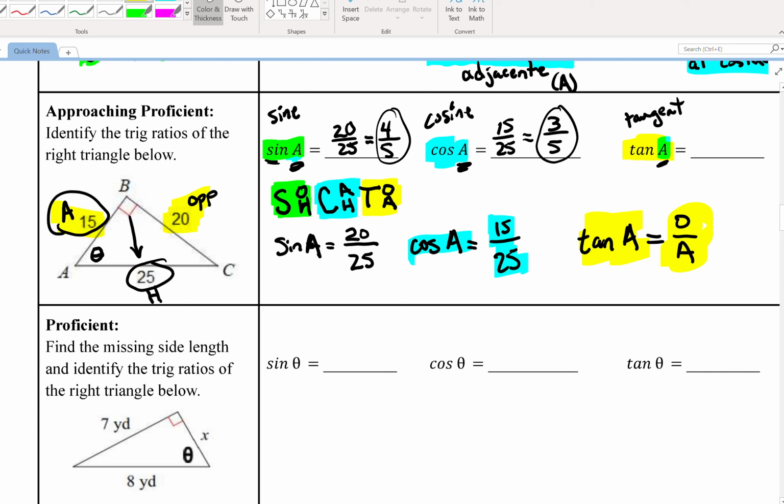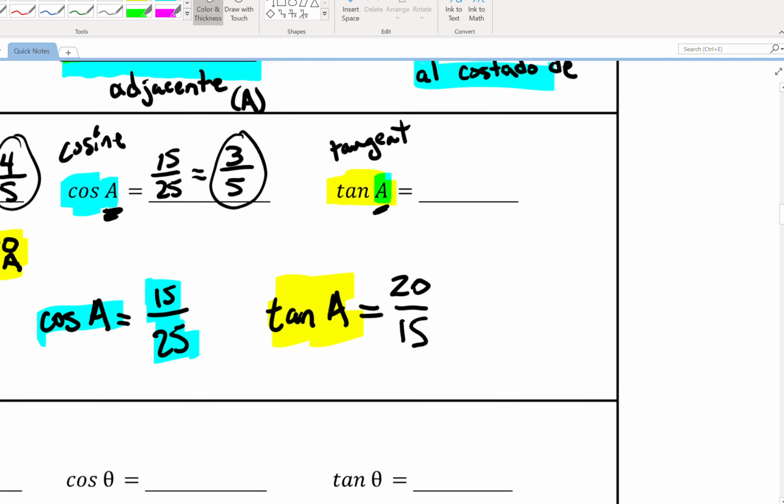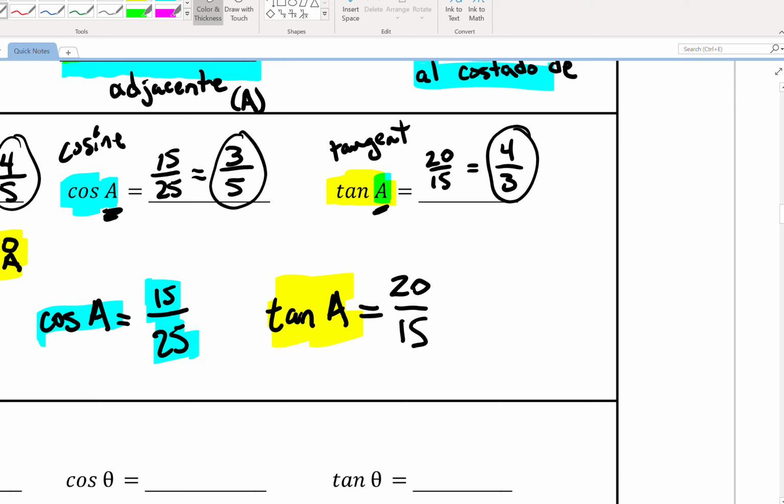So it's O over A, toa. So O is 20, and the A, the adjacent, is 15. So the tangent is 20 over 15. And again, both of these are divisible by 5. So 20 divided by 5 would be 4, and 15 divided by 5 is 3. And so this would be 4/3 in this case.